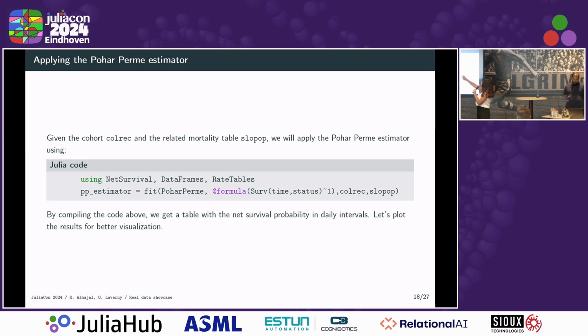So let's say we include the variable sex. We can have a table for the male patients and another table with the female patients with the net survival estimator for these patients. And the table is given in daily intervals. It gives us back the confidence intervals, the variance, as well as the excess hazard and the excess estimated survival function.